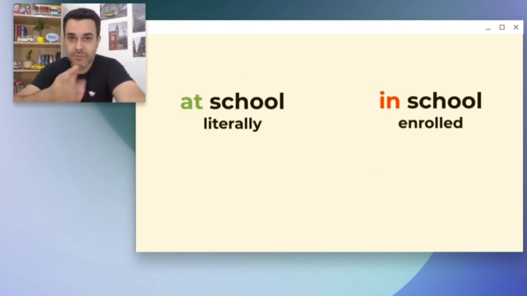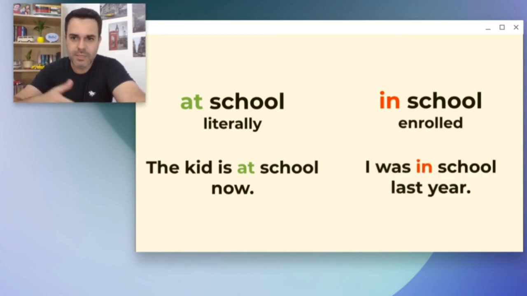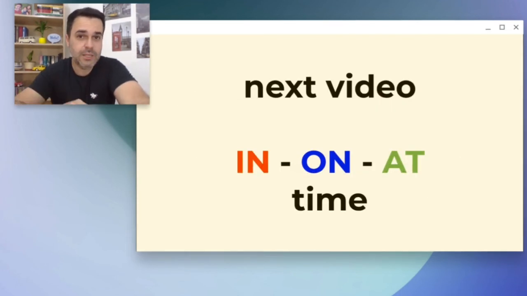One more difference, one more exception, the difference between at school and in school. At school is literally at the place where you or someone studies. The kid is at school now. The kid is physically at the location. In school means you are enrolled in school. You are studying. Like I was in school last year, which means I studied, I was enrolled in an institution. That is the difference.